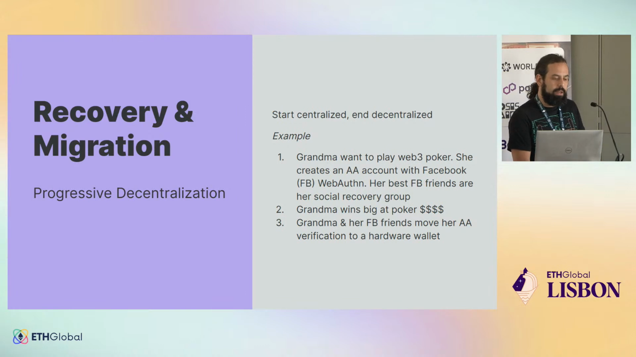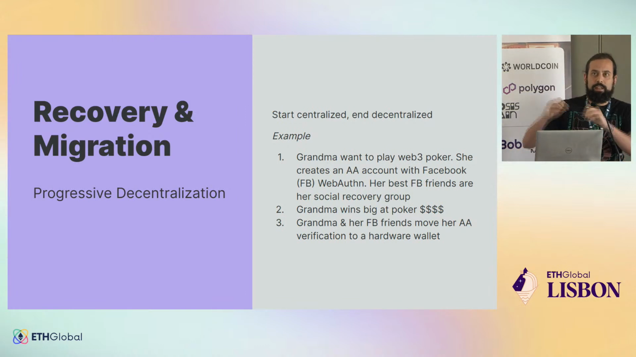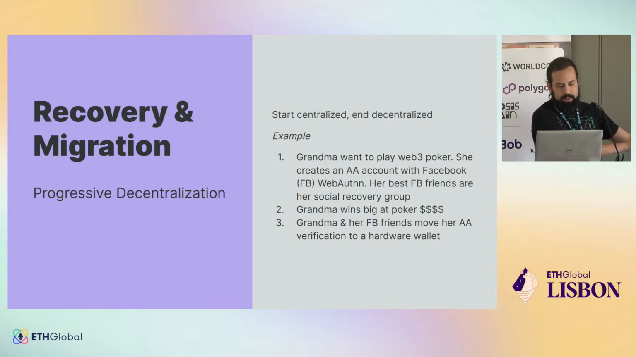Another fun one is recovery and migration, which we can have basically people move from centralized accounts to decentralized accounts progressively. So for this example, let's say grandma wants to play Web3 poker. She's a poker fiend, she wants to try it out. And so she can actually create an account abstraction account with her Facebook login using WebAuthn. She can then choose her best friends on Facebook to be her social recovery people in case she loses access to the account. Then let's say grandma kills at poker and makes a ton of money. Now she doesn't want Facebook to be able to rug her and take all that money away, so she and her friends get together and migrate her authentication to something like a hardware wallet, so she can really have that secure scheme control over those new funds.